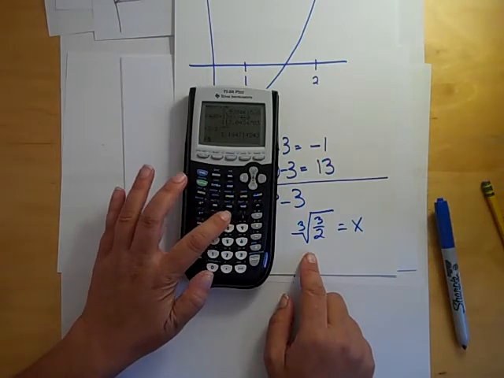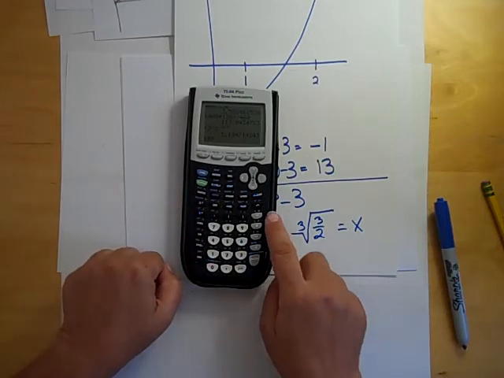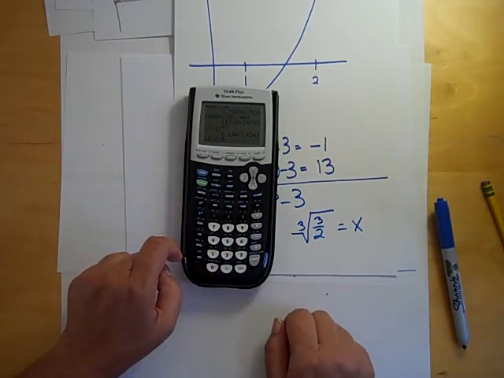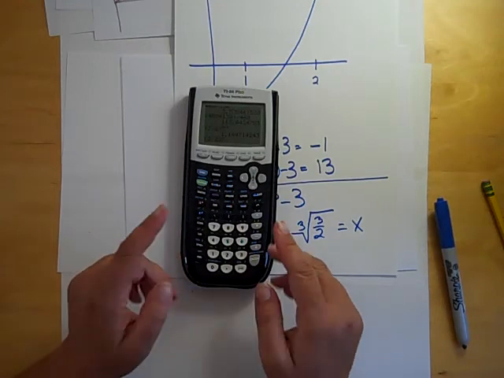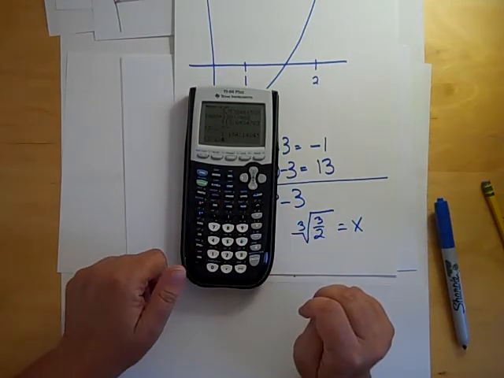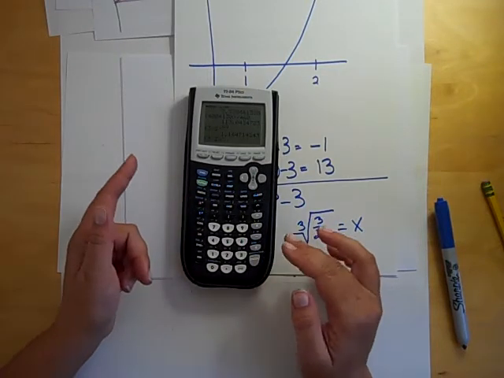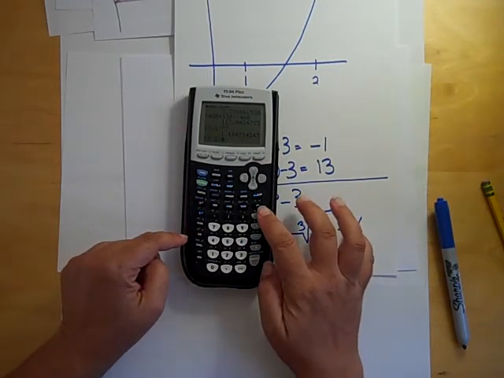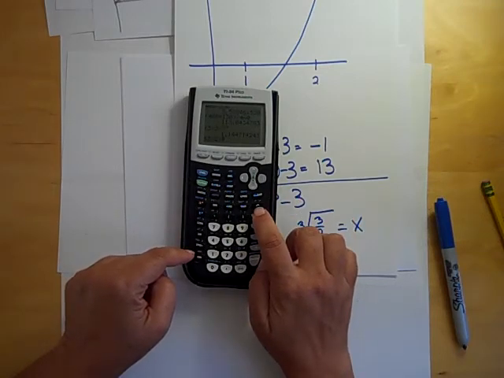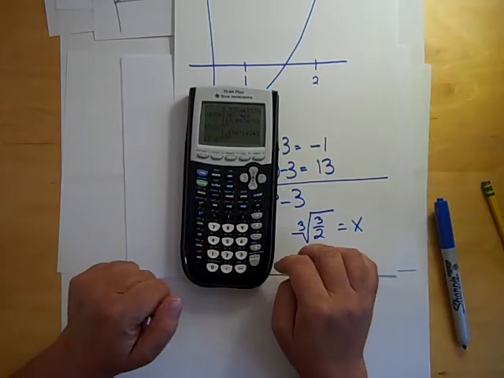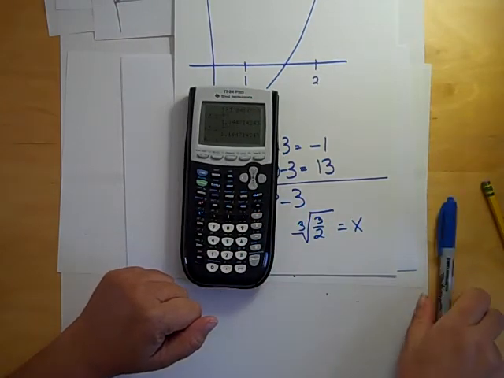You'll do parentheses 3 divided by 2, so parentheses 3 halves, and then close parentheses. And then we want to raise that to the 1/3, because a cube root is the same as raising something to the 1/3. So use this little caret button here, and then you type in 1 divided by 3. Hit enter, and we get our value.